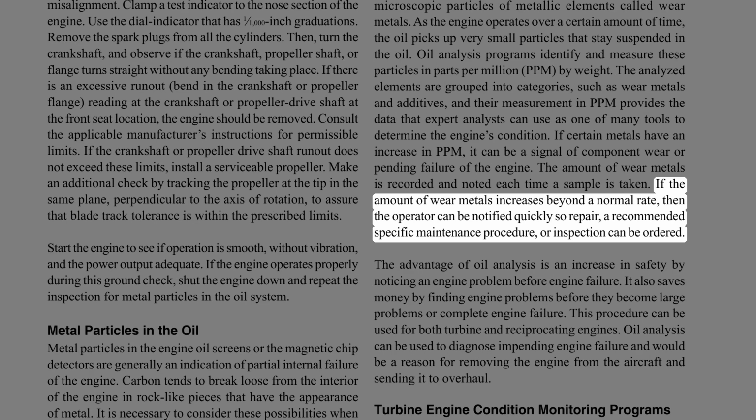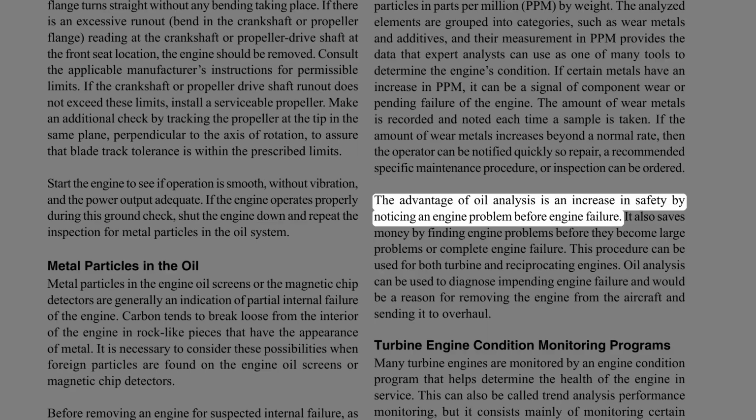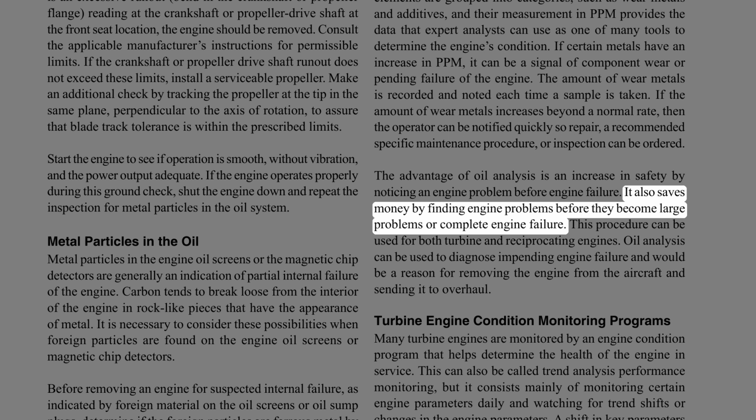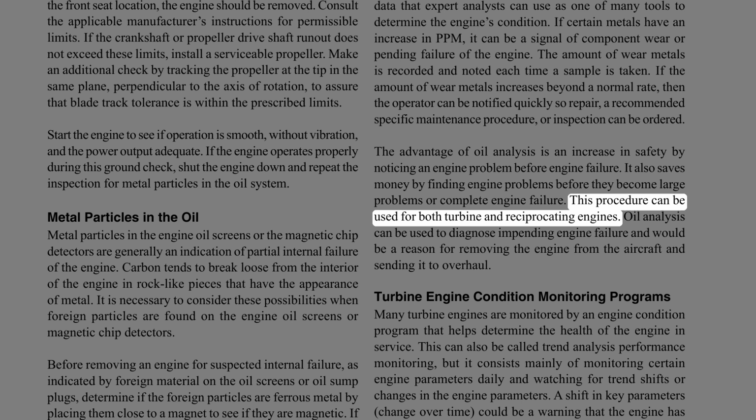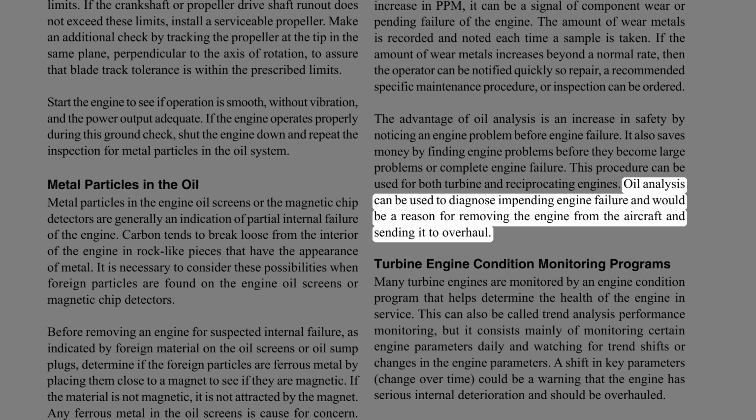If the amount of wear metals increases beyond a normal rate, then the operator can be notified quickly so repair, a recommended specific maintenance procedure, or inspection can be ordered. The advantage of oil analysis is an increase in safety by noticing an engine problem before engine failure. It also saves money by finding engine problems before they become large problems or complete engine failure. This procedure can be used for both turbine and reciprocating engines. Oil analysis can be used to diagnose impending engine failure and would be a reason for removing the engine from the aircraft and sending it to overhaul.